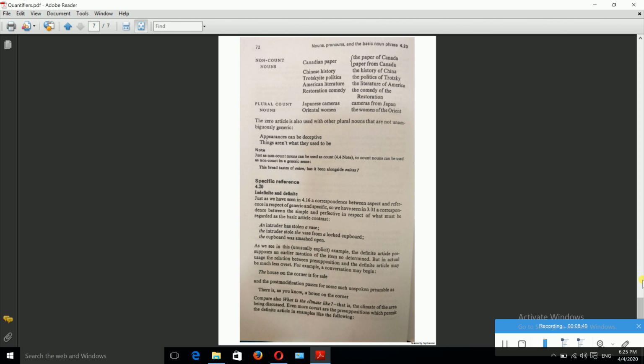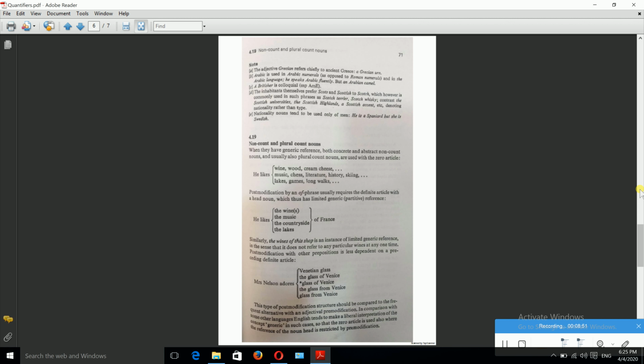Non-count and plural count nouns. When they have generic reference, both concrete and abstract non-count nouns, and usually also plural count nouns, are used with the zero article. He likes wine, wood, cream, cheese. He likes music, chess, literature, history, skiing. He likes lakes, games, long books.